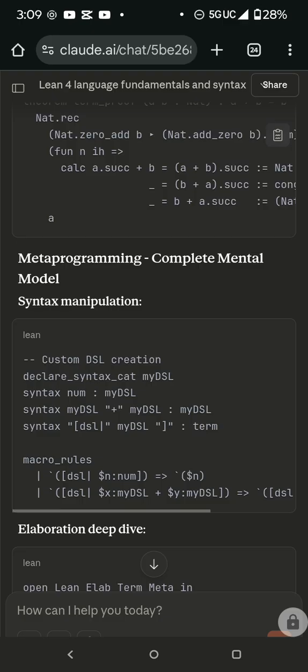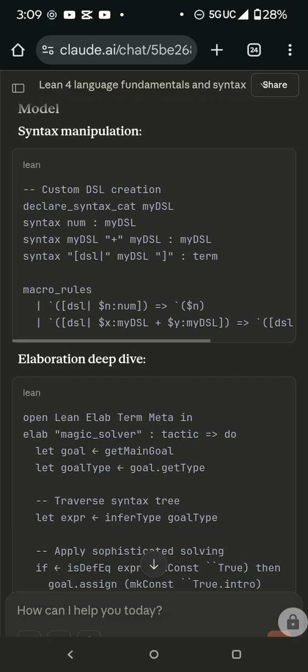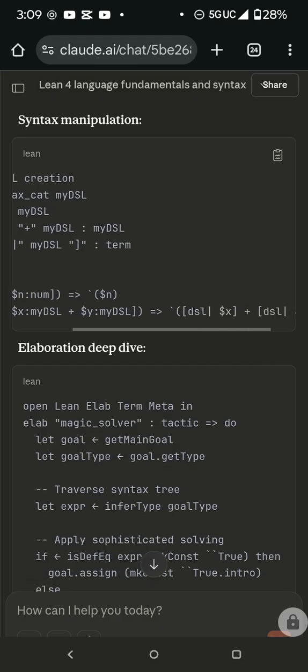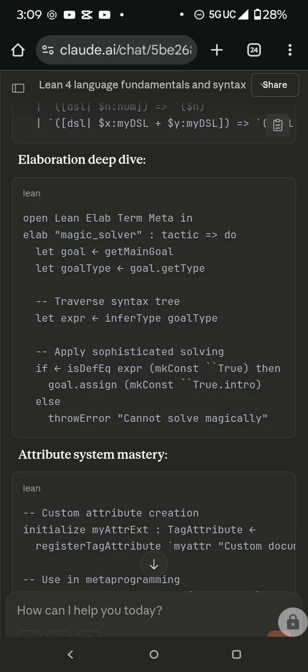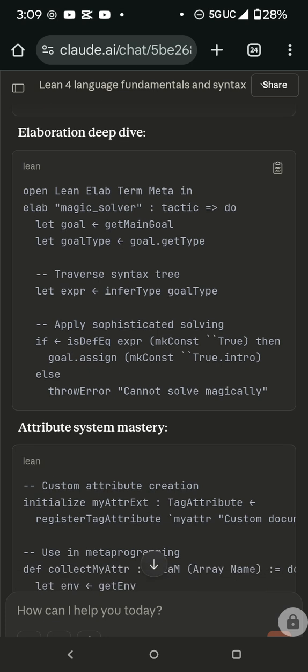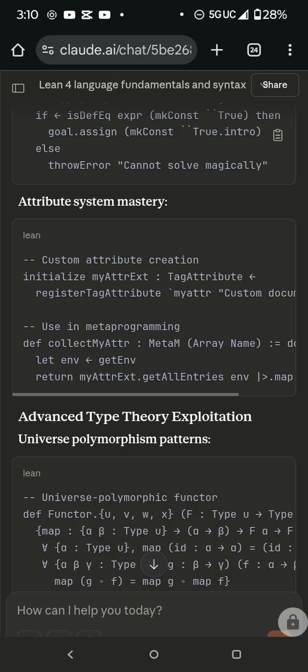Metaprogramming, complete mental model. Syntax manipulation. Custom DSL creation. Declare syntax category my DSL and something structured like this. It offers elaboration deep dive. We'd open Lean ELAB term meta in ELAB Magic Solver and let these things be like this. Traverse a syntax tree. How useful could this be? Apply sophisticated solving. That's sort of what we wanted to get access to. It offers in this thing here, like this. Is this all of value?